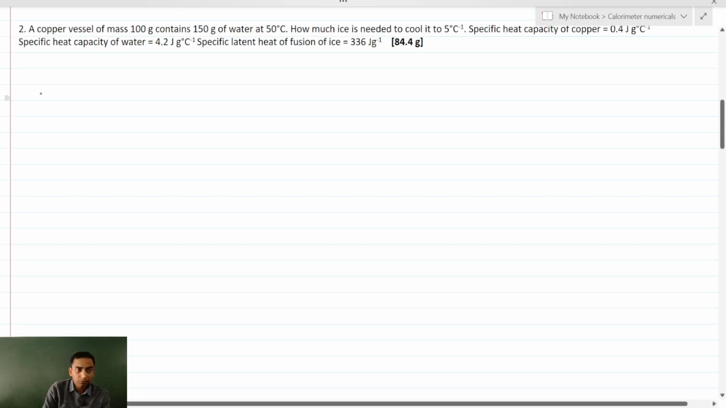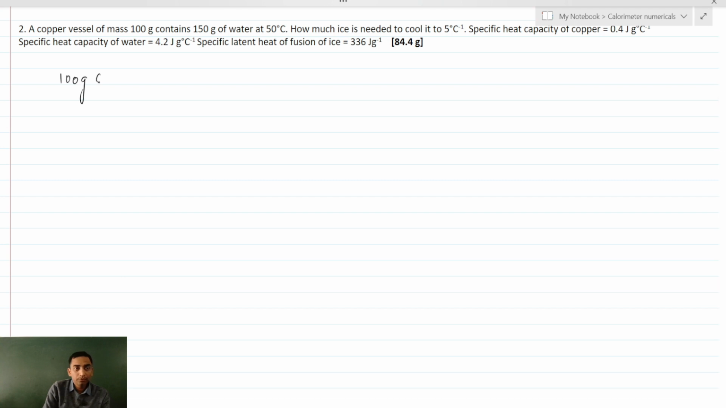Let's go ahead. We have 100 grams of calorimeter vessel which contains 150 grams of water. 50 degrees Celsius is the temperature. But obviously 50 degrees has to be the temperature of the calorimeter as well. We are adding ice into it. The mass of the ice we don't know, but finally the temperature of the mixture becomes 5 degrees Celsius. So since the temperature of ice is not given, I'll take 0 degrees Celsius, correct?